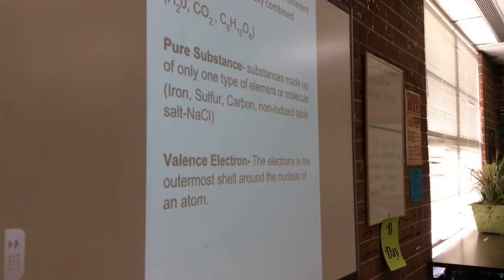Now, it just happened to work out that there were 6 of everything. That's not always the case in all the atoms. You'll always have the same number of protons and electrons, but you may have a different number of neutrons.